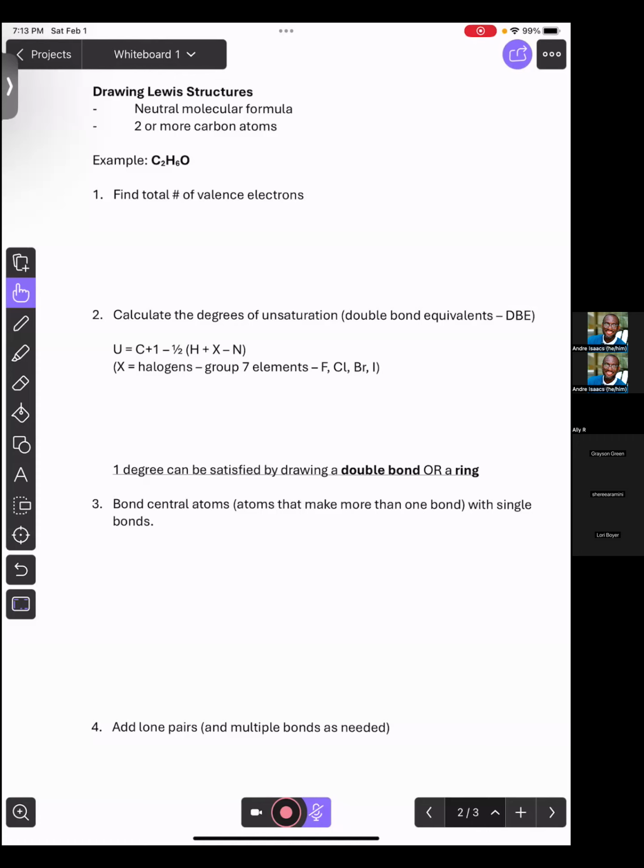Can people see this online? I feel like the screen is kind of moving a little bit. Yeah, is it stable? Yes, I think so. Okay.